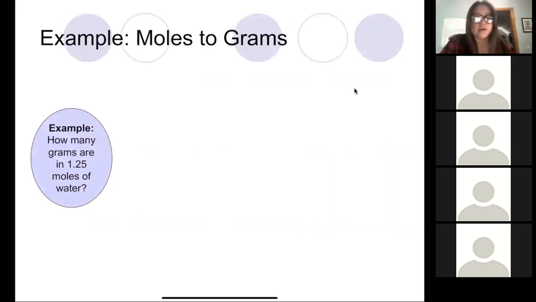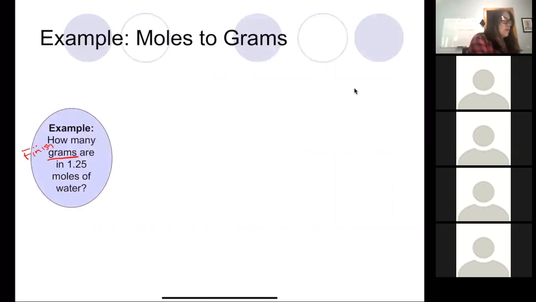So for example, if we do this example, it says, how many grams are in 1.25 moles of water? First of all, what you need to realize is this is where we're going to finish. This is the end product. So basically at the end, they want us to figure out the grams of something.